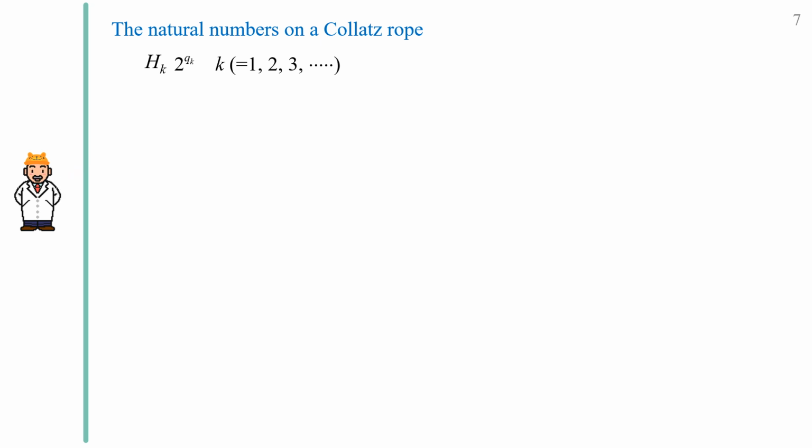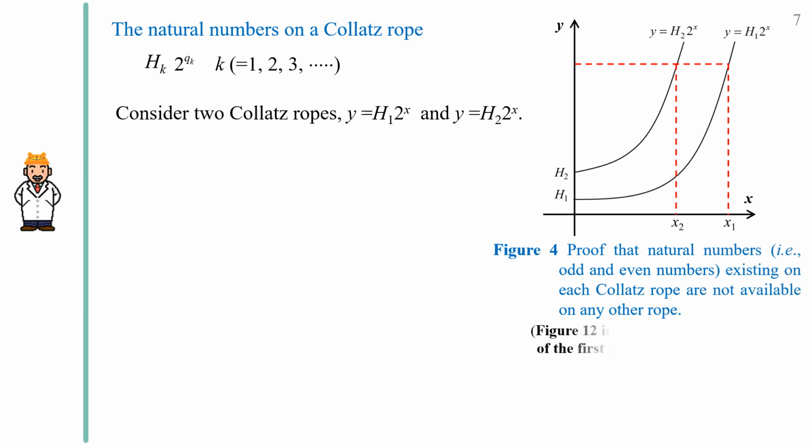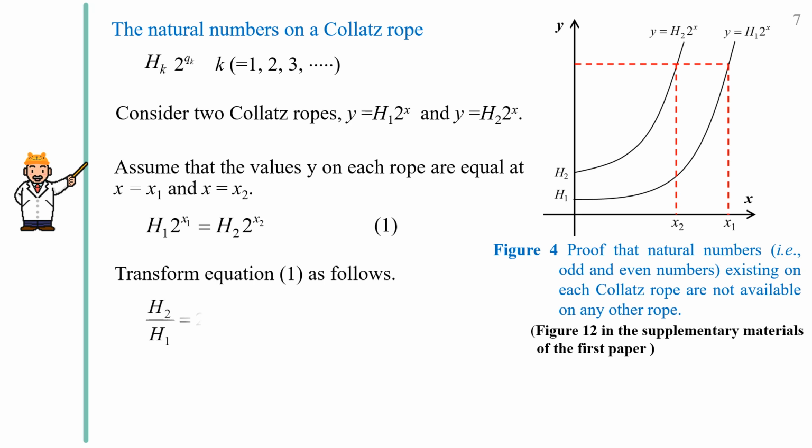This characteristic can be proven as follows. The natural numbers on a Collatz rope are given by the general formula h sub k times 2 to the power of q sub k. Now consider two Collatz ropes, y equals h sub 1 times 2 to the power of x and y equals h sub 2 times 2 to the power of x, as shown in figure 4. Assume that the values y on each rope are equal at x equals x sub 1 and x equals x sub 2. Then, equation 1 holds. We transform equation 1 as follows.